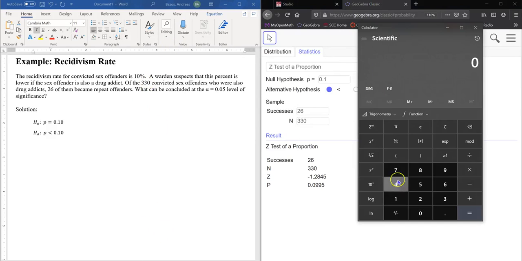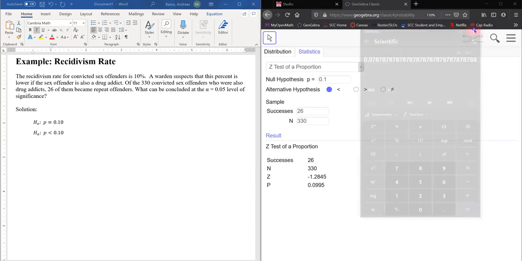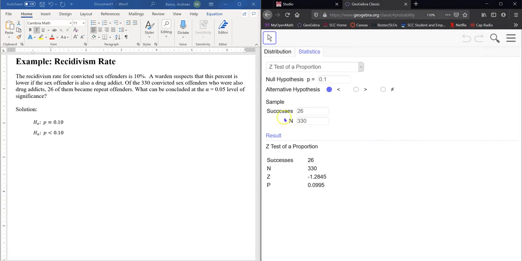Just because I like looking at this, 26 divided by 330 equals about 7.8% is what that's saying. So 7.9% technically, if we round correctly. So lower, yes, but is it low enough to cause a statistical significance? And that's what we're testing out here.